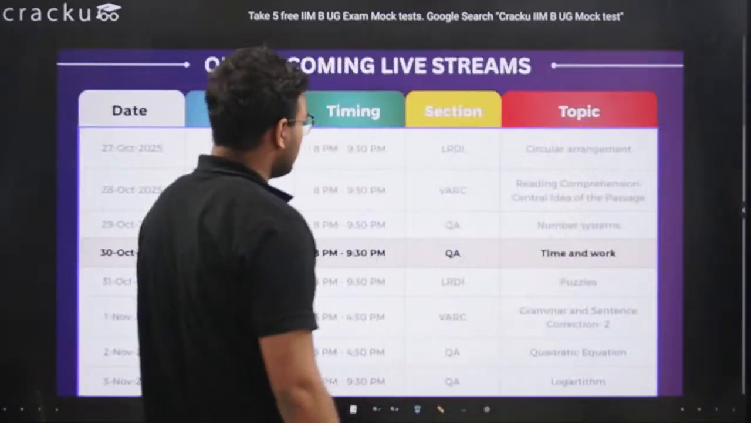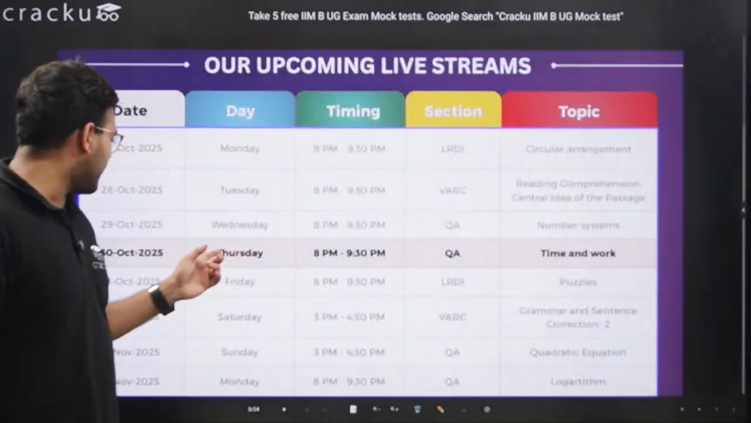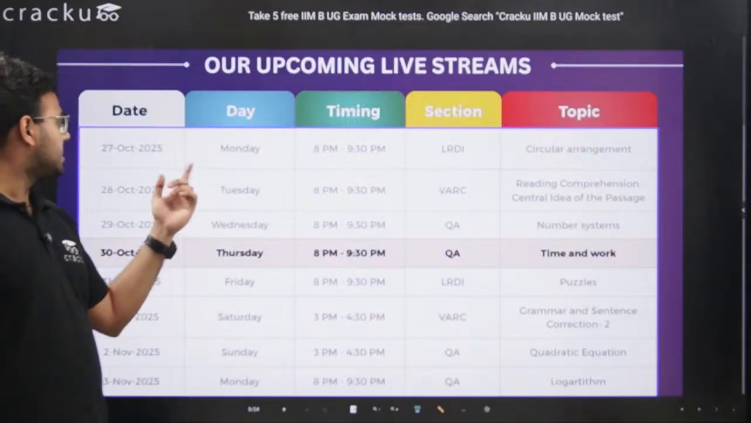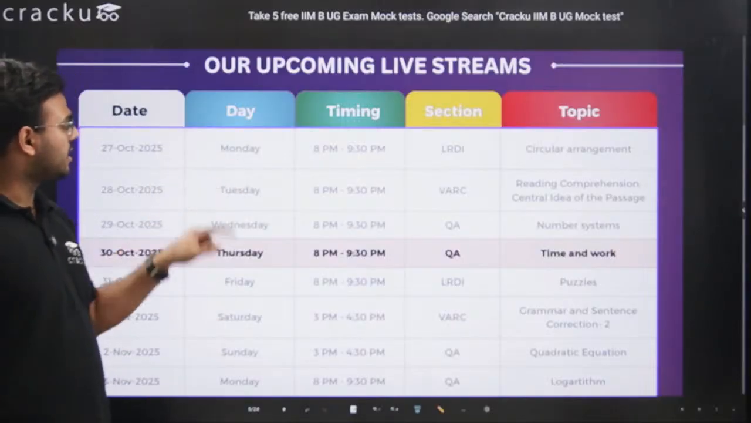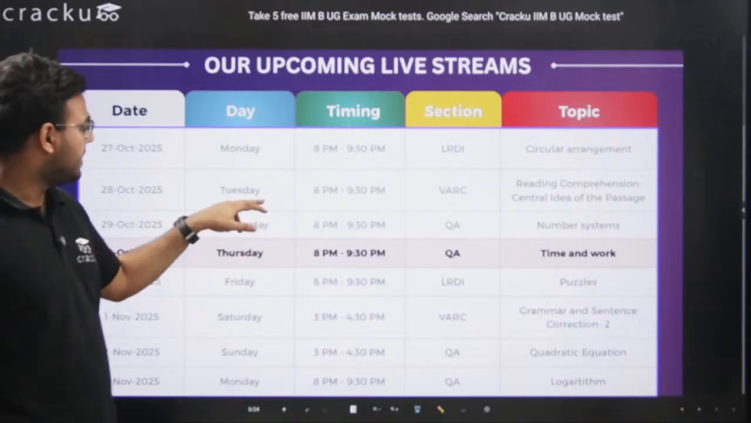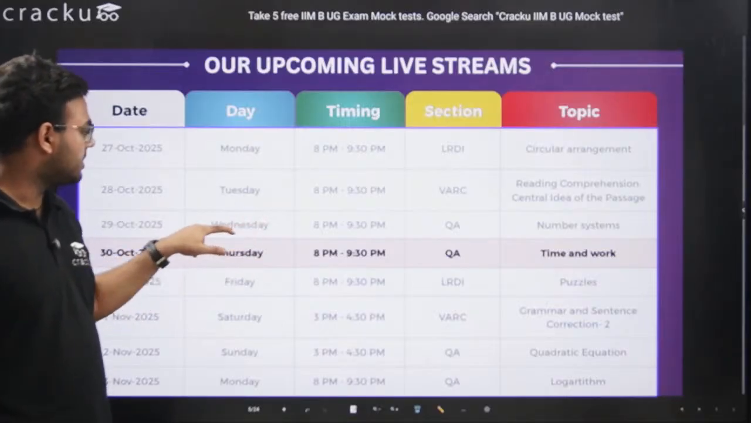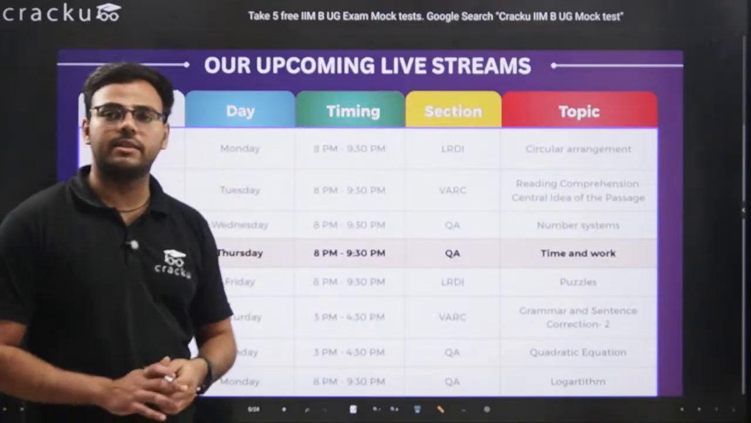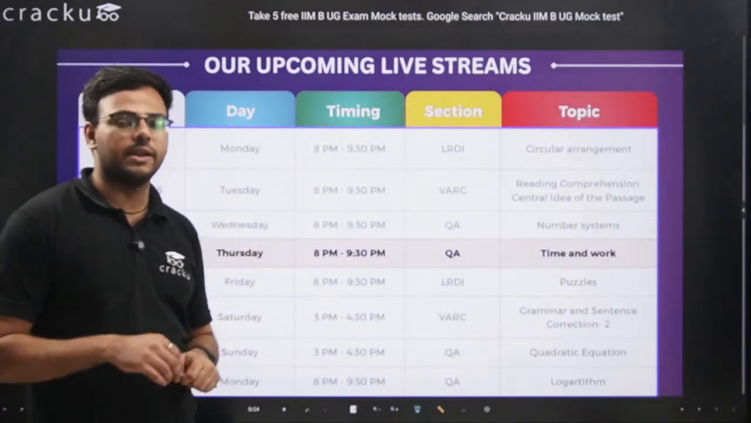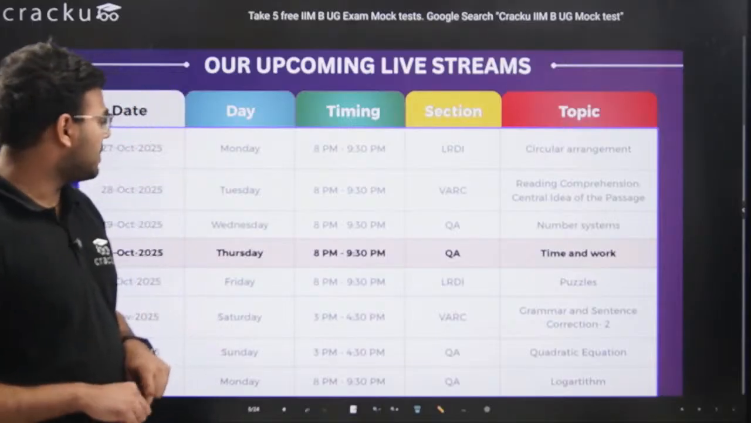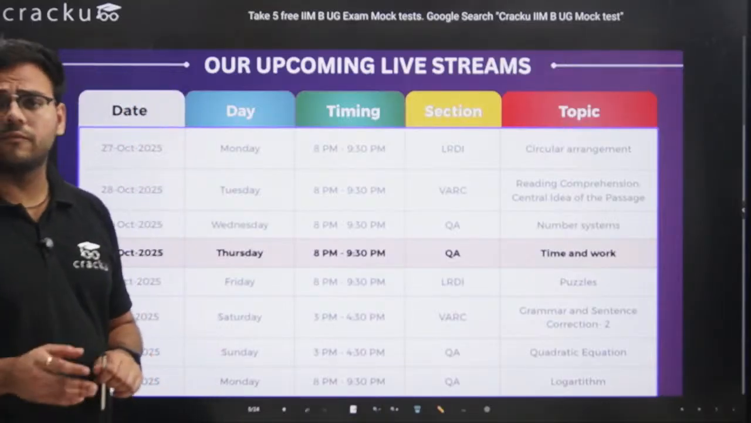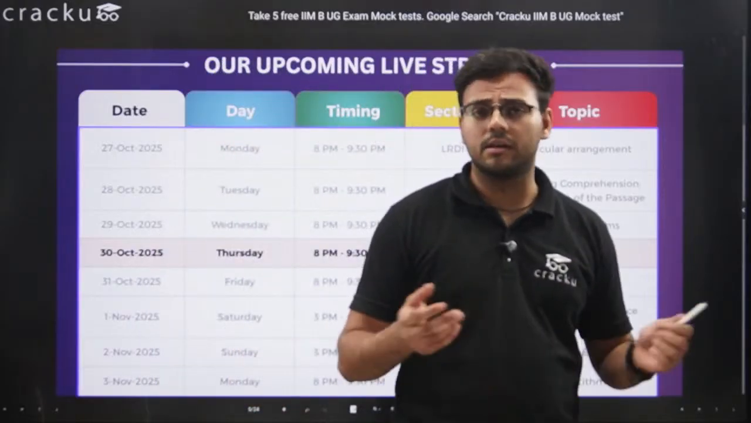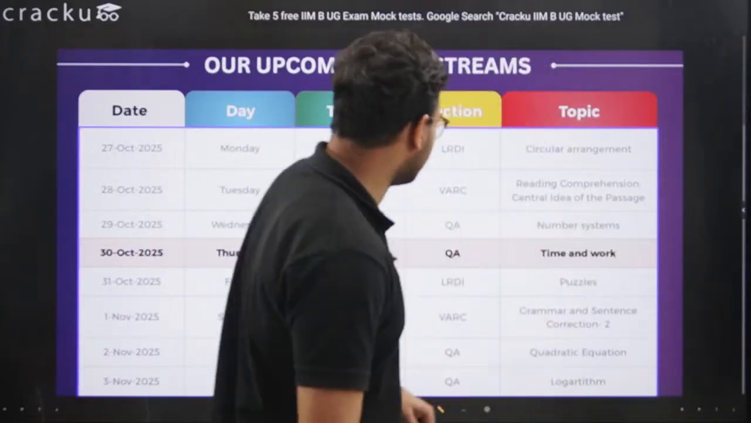Then, from the past 1 week we have been running sessions. These are the last 3 sessions. On Monday we did circular arrangement. On Tuesday we had reading comprehension, and on Wednesday we had number systems. Today we had time and work. Before Monday, on Sunday, we had profit and loss. Before that we had linear arrangement. So up till now we have covered a lot of good topics, the topics which can be asked in the IIM Bangalore undergraduate examination.